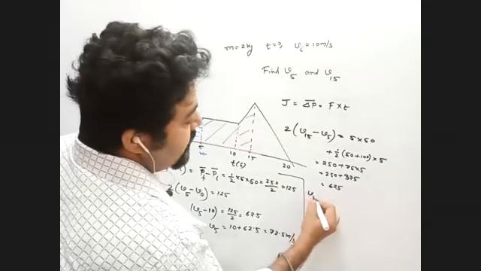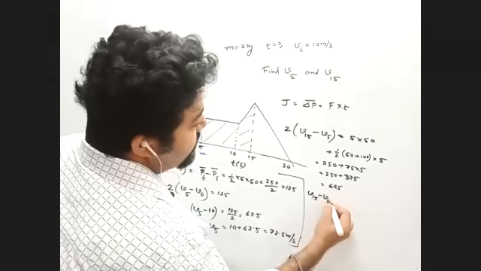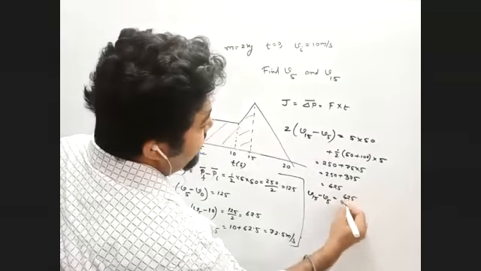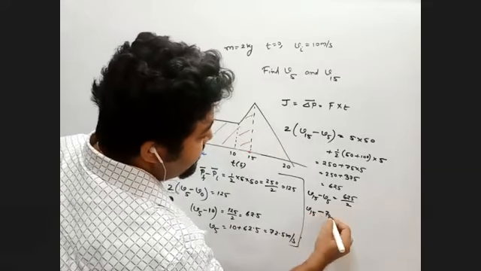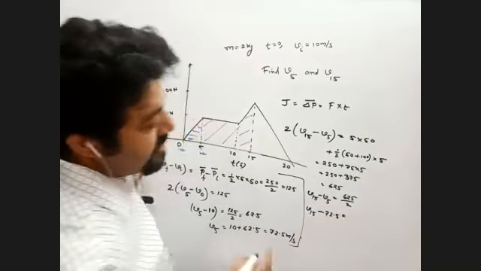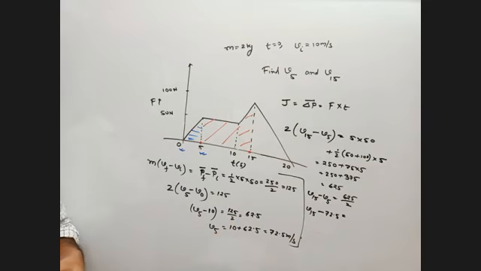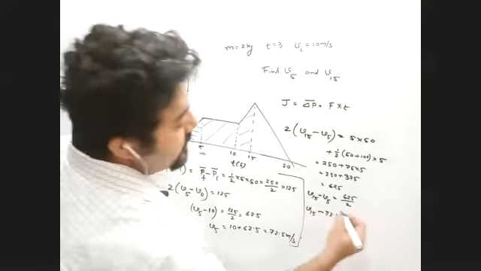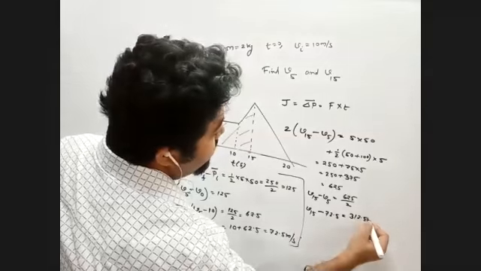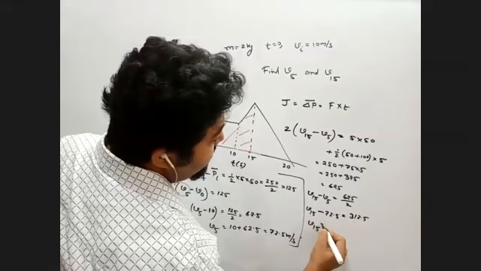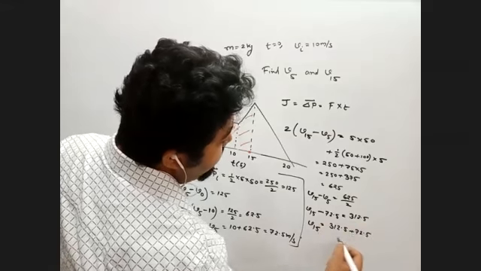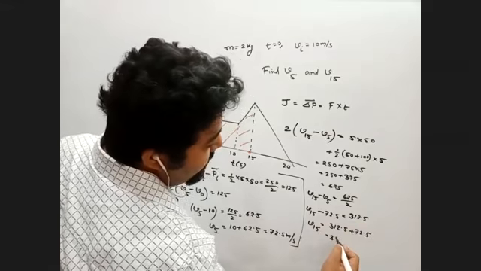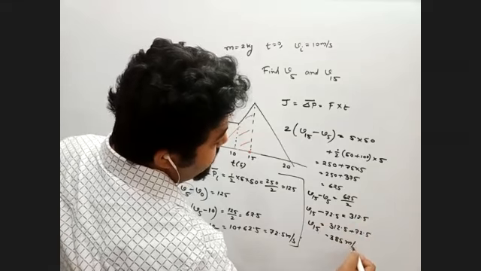So velocity at 15 seconds minus velocity at 5 seconds, 625 by 2, velocity at 15 seconds minus, that is 72.5. And 625 by 2 is how much? 312.5. So velocity at 15 seconds is 312.5 plus 72.5, that is 385 meter per second. Is it okay?